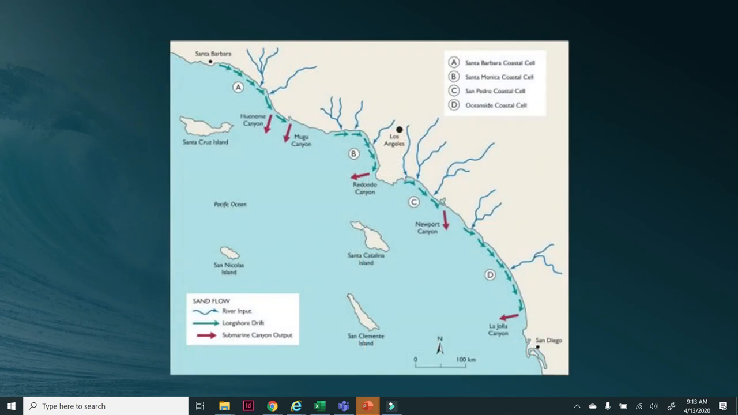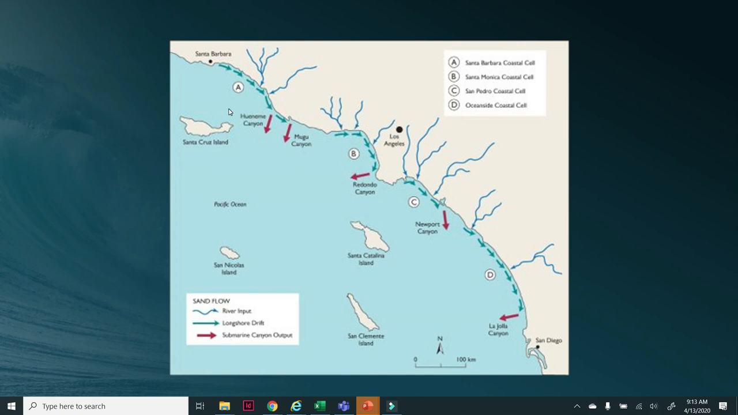Thinking on a larger scale, one of the things that happens because of the input and output of sand is we create these things called coastal cells. These are relatively typical along the coastline. And this is on the coast of California. Santa Barbara is here, Los Angeles, San Diego. All along here we have the input of rivers, okay? We also have canyons that are offshore.